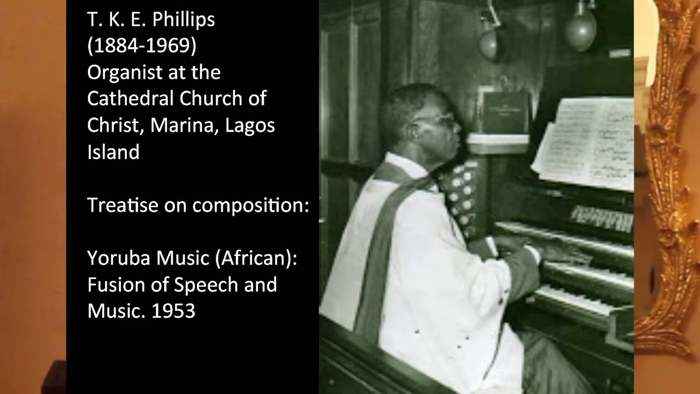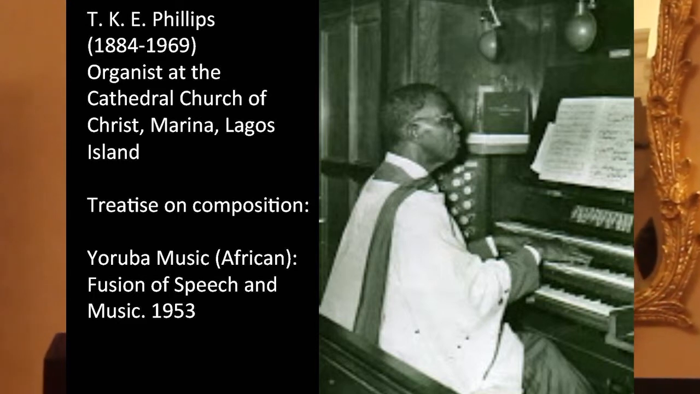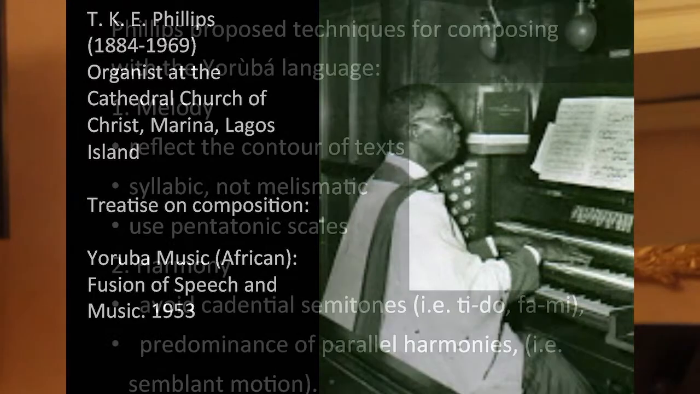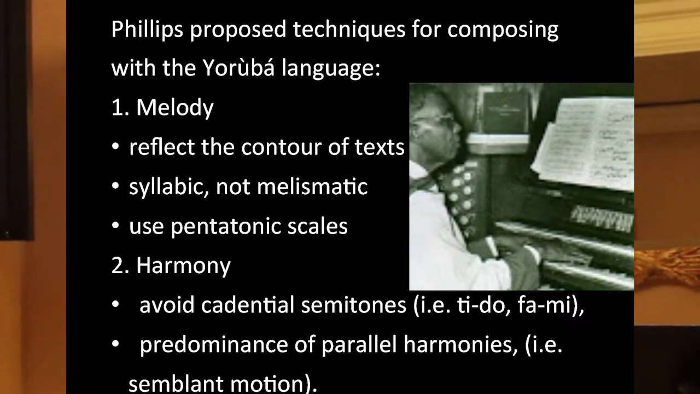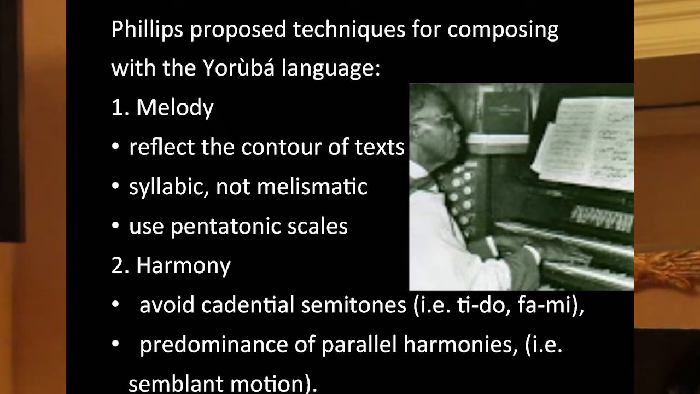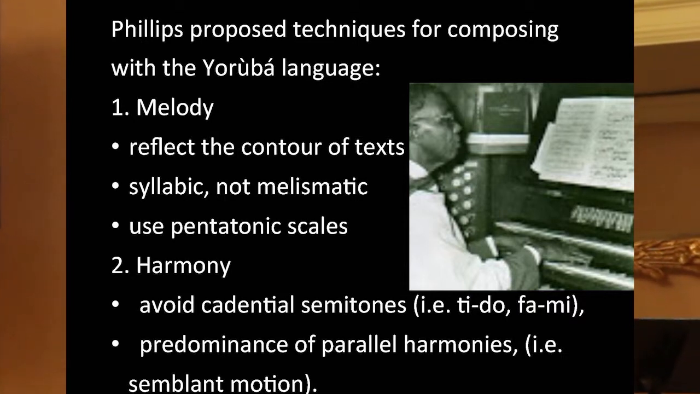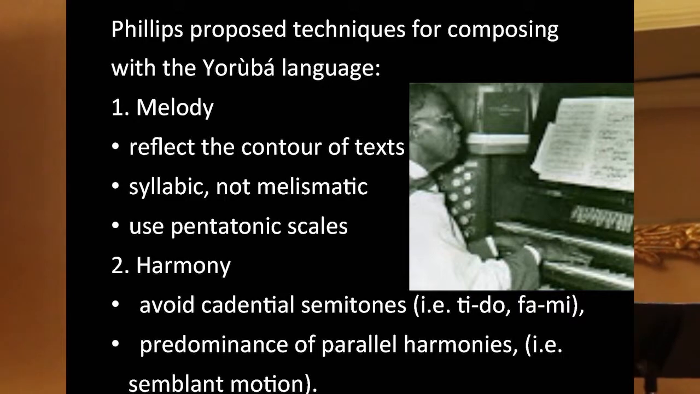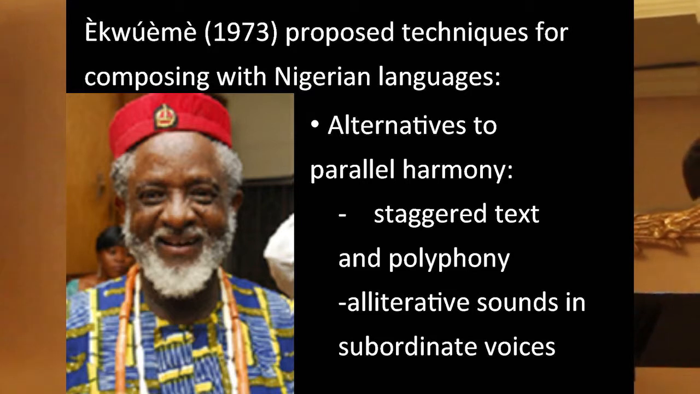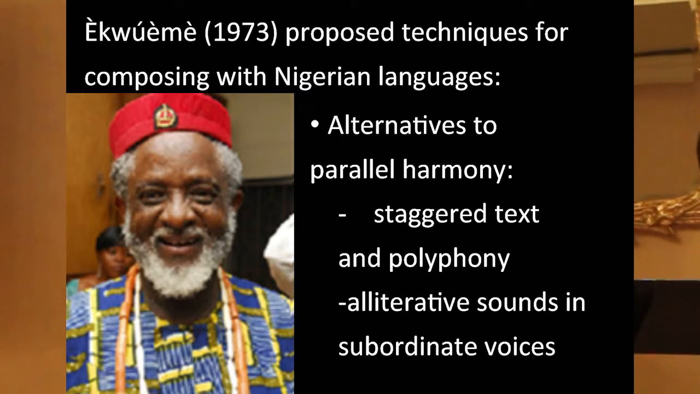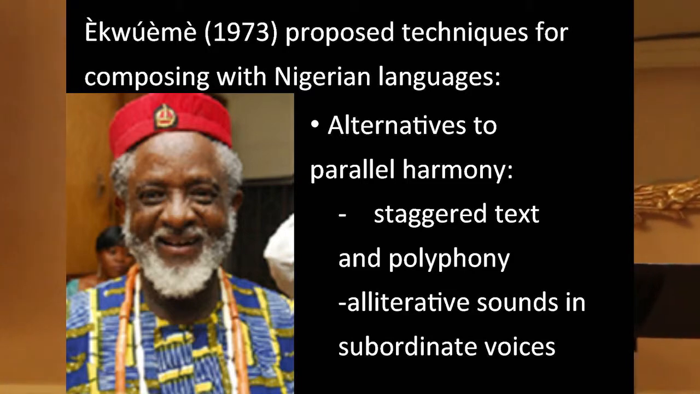So T.K.E. Phillips, who was a Nigerian-born but Western-trained organist, wrote a treatise on composition in 1953 in which he proposed that melody should reflect the contour of text, be syllabic, not melismatic, use pentatonic scales, and that harmony should avoid cadential semitones and have a predominance of parallel harmonies. 20 years later, Ekwueme proposed that there were other alternatives for harmony, including staggering text, as in vocal polyphony, or using alliterative sounds in subordinate voices.